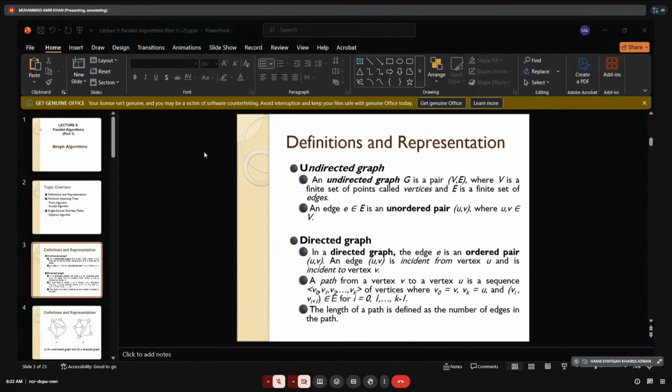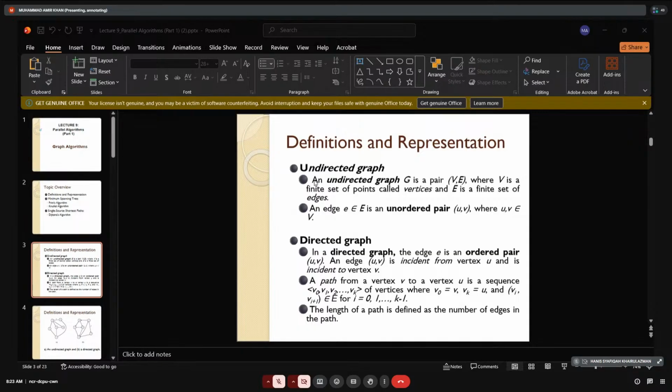This is the graph. What is a graph? In a graph we have two things, nodes and vertices. We have two main types of graph, undirected graph and directed graph. What do you mean by undirected graph?